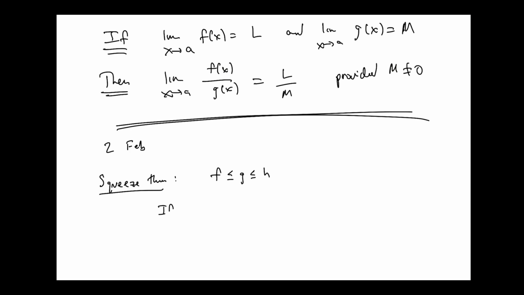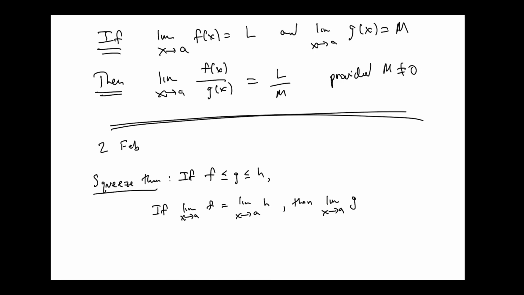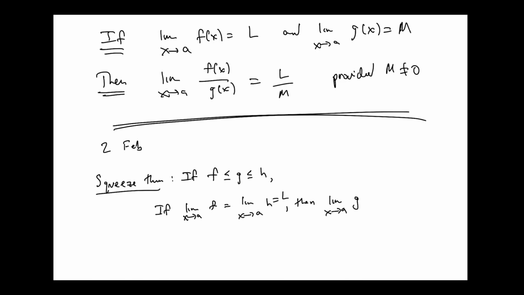So if the limit as x goes to some number of f equals the limit as x goes to some number of h, then the limit as x goes to some number of g is the same thing. So let's call that number L for limit. Then that one goes there too, okay?